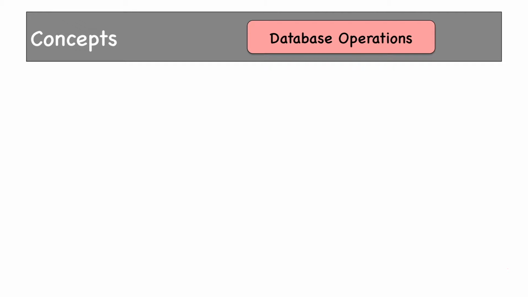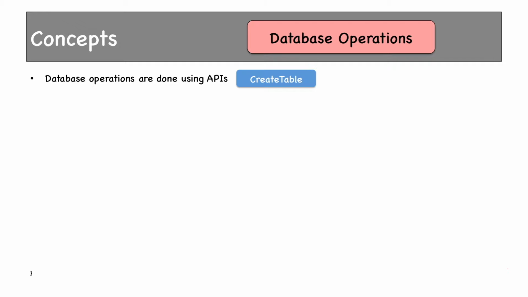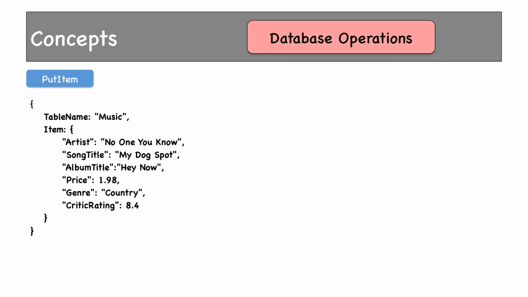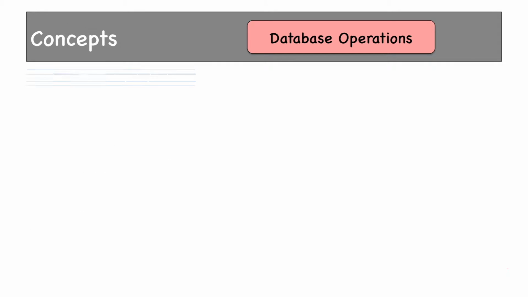Now I'll show you the APIs for database or table operations. The first one is create table, and this is the syntax to create a table. You can use this API operation to create a table wherein you can mention the key schema for partition and sort key. You can mention additional table attributes, and then you can mention the capacity units. This is to put an item. You have to mention the table name and its corresponding item.